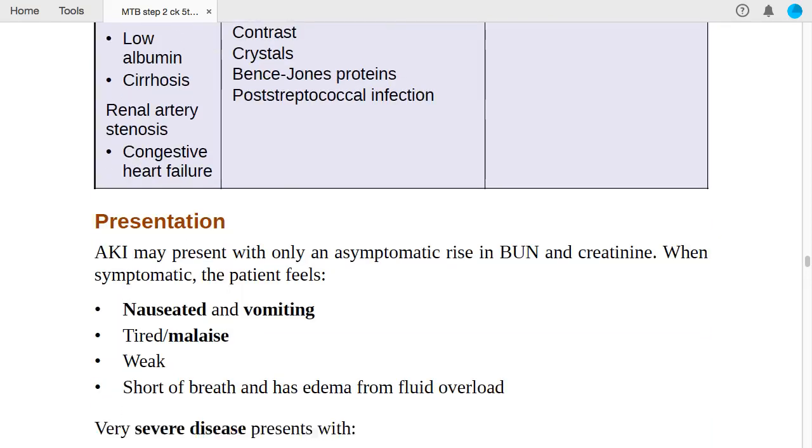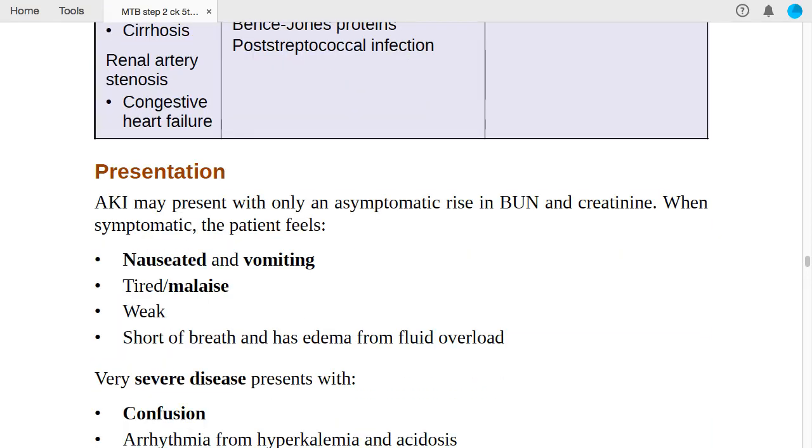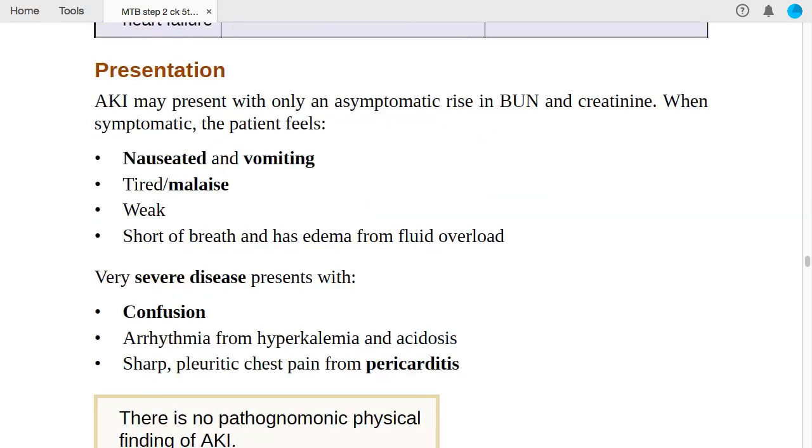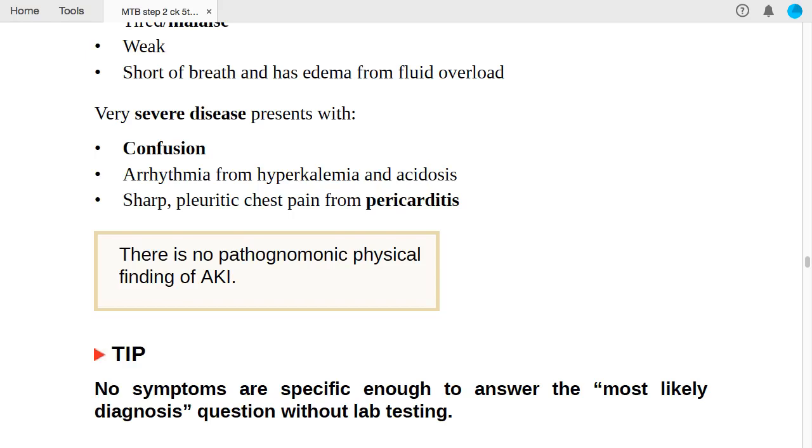Now, how is your patient going to present if he or she is having acute kidney injury? AKI may present with only an asymptomatic rise in blood urea nitrogen and creatinine. There may not be symptoms. Your patient may be asymptomatic, but you see a rise in blood urea nitrogen or creatinine. When symptomatic, the patient might be complaining of nausea or vomiting. There may be tiredness, malaise or weakness, shortness of breath, and edema from fluid overload. If there is fluid overload, definitely the patient will present as short of breath and with edema. Very severe disease presents with confusion, arrhythmia from hyperkalemia, and acidosis. If the potassium is very high, that can lead to arrhythmia, and acidosis can also be there.